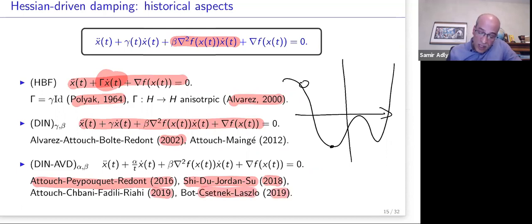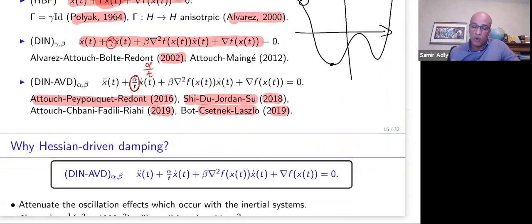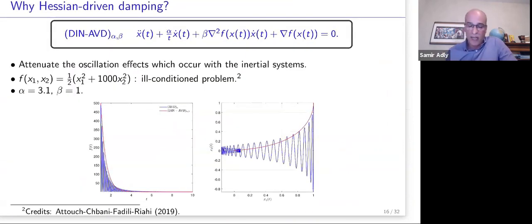The only difference here is that we consider asymptotic vanishing damping. As you see here, it's alpha over t, and when t goes to infinity, this is what we call the asymptotic vanishing damping. It's not easy to extend the result from a constant damping to the asymptotic vanishing damping. But anyway, it's linked to the acceleration, Nesterov, etc.